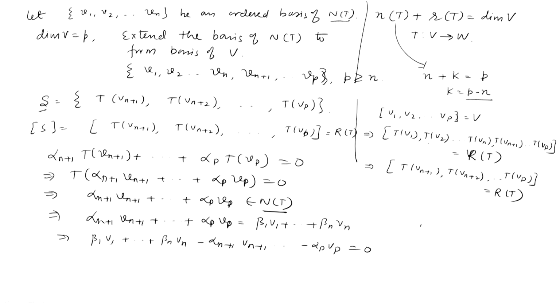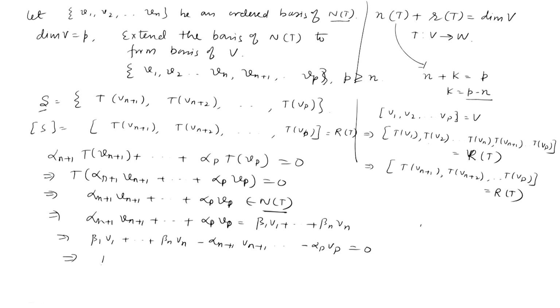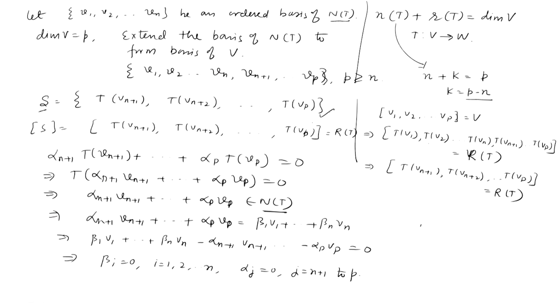But this set V1, V2 up to Vp is the basis of V, so it will be linearly independent. So, this implies beta i's are 0 for i from 1 to n, and alpha j's are 0 for j from n+1 to p. So, we have shown that alpha j's for j varying from n+1 to p are 0. This means this set is linearly independent. We have shown that this is linearly independent and the span of this is equal to R(T). That means this is a basis of R(T), and hence we have shown the result.